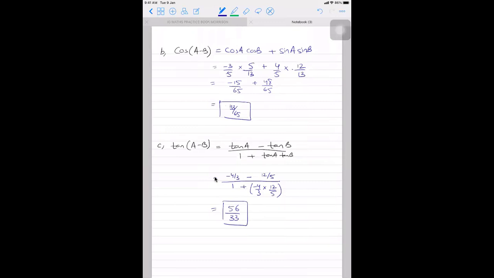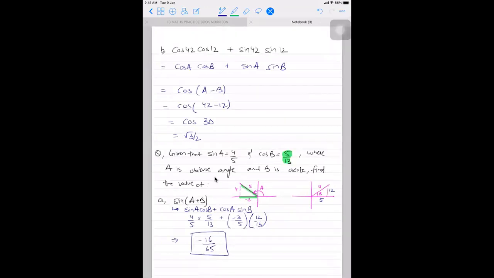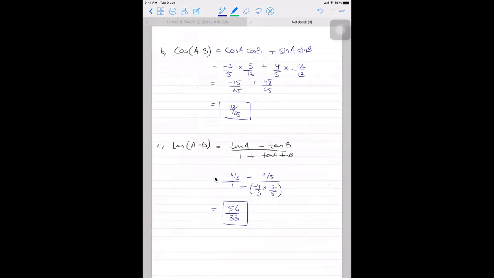Oh, so why wouldn't it be 5/12, not 12/5? See, tan theta is a ratio of opposite over adjacent. So over here, the opposite length is 12 and the adjacent length is 5. Yeah. So 12 over 5. Okay.